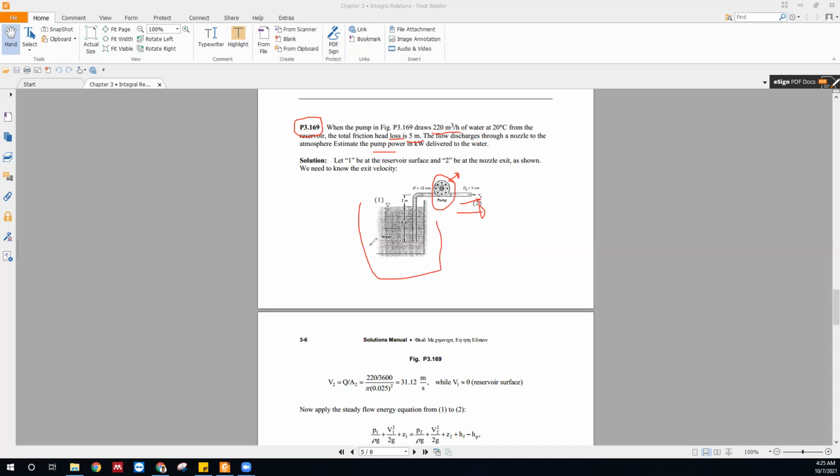So to solve this problem, basically, we will assume that this is the surface of the reservoir. Let's assume this is condition 1, position 1, and the outlet of the nozzle is 2. Then we will just balance the energy equation at point 1 and point 2. That should be enough. Now, before we balance, let's go to the next slide.